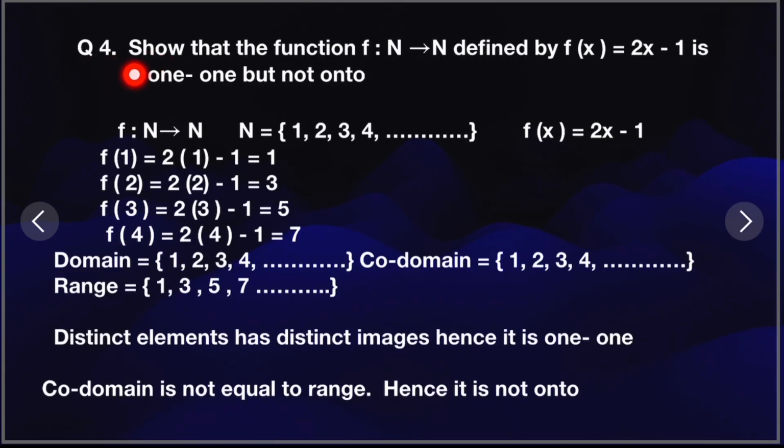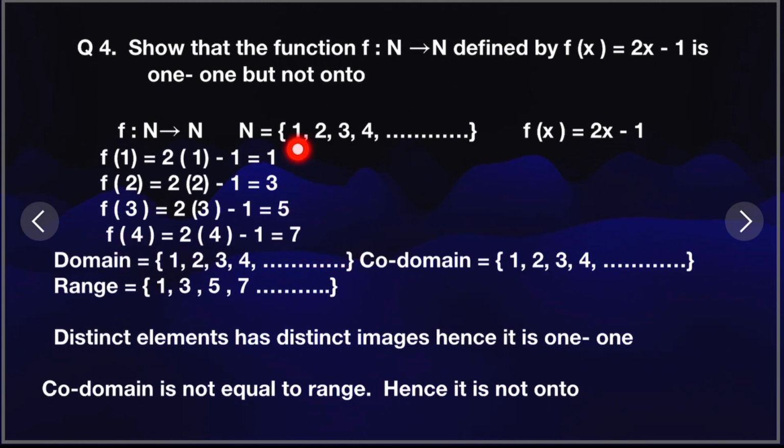Question 4. Show that the function f from N to N defined by f(x) = 2x − 1 is one-to-one but not onto. So here it is from N to N, where N is the set of natural numbers, and this is the function f(x) = 2x − 1. So put some values. Take x equal to 1, and you will get the image of 1. The image of 2 is 3. The image of 3 is 5. The image of 4 is 7.